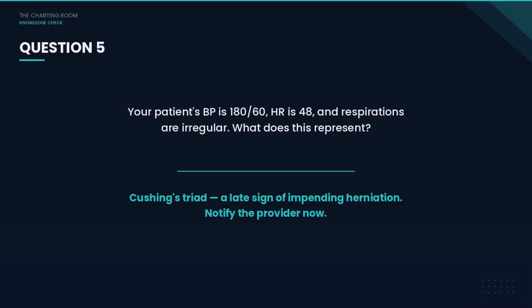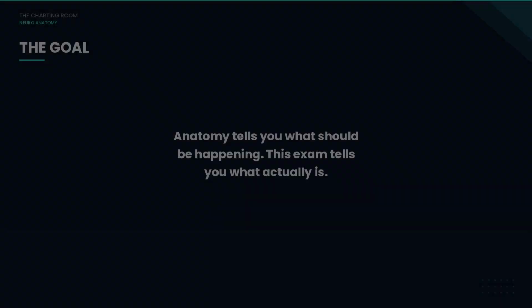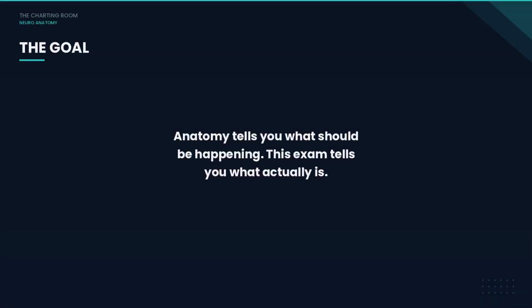Your patient's blood pressure is 180/60. Heart rate is 48, and respirations are irregular. What does this represent, and what should you do? Cushing's Triad, a late sign of impending herniation. Notify the provider immediately.